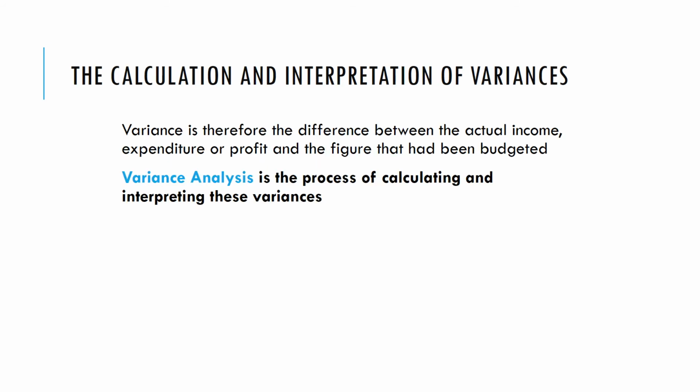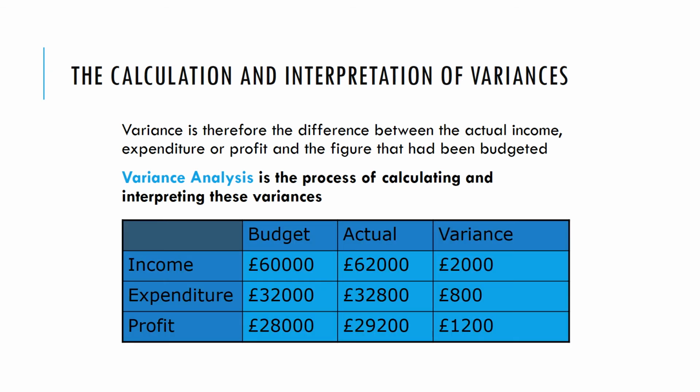Now the business can analyse those variances, calculate the differences, and then try and interpret them. What can they learn from those differences to help the business perform better in future? So for example here, if the budget was £60,000 in terms of income and the actual income was £62,000, the variance would be £2,000, and so on. So calculating these variances and thinking about them is an important role of the finance department.